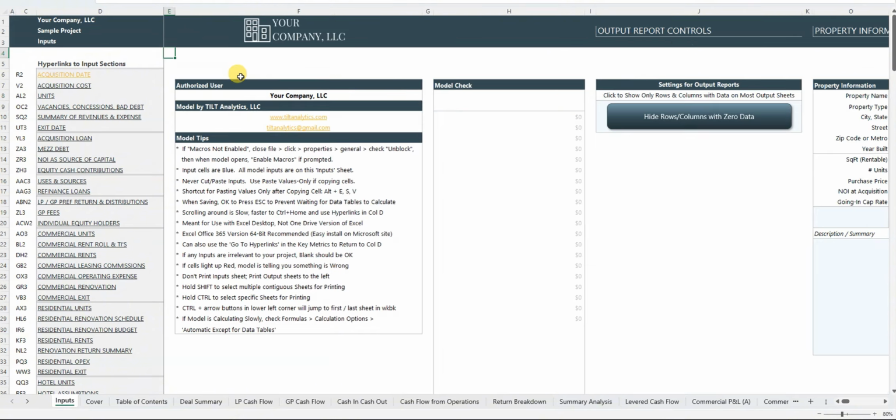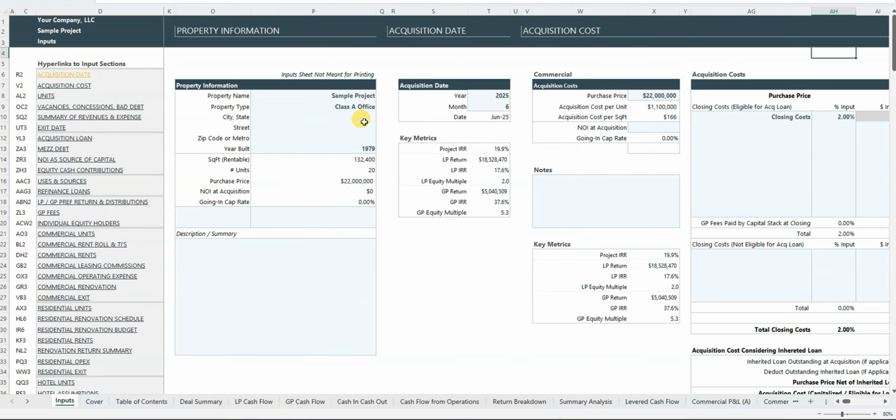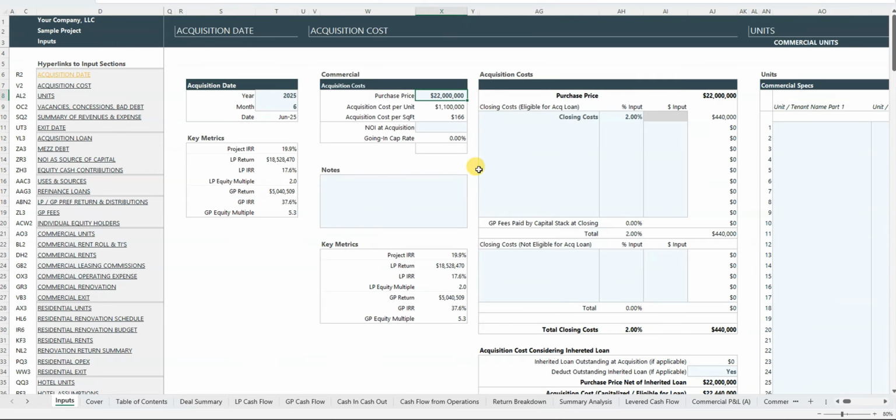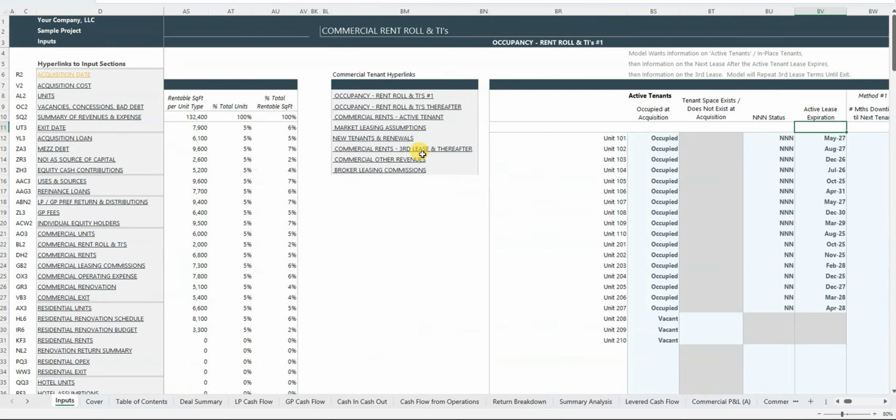This model is built for the user to use the inputs on their own, but I'm also happy to assist if needed. If I'm doing a new project in the model, it's the only time I ever really scroll around in the model, because I'll just start at the left and move to the right, filling in pertinent information. So if we have a sample project, Class A office, acquired, say, in June of 25 for $22 million, closing cost 2%. Here are my commercial units. I'm just going to say there's one of each and different square footage.